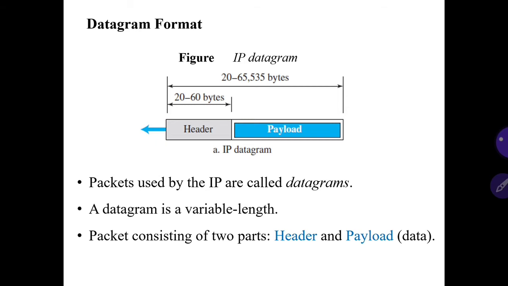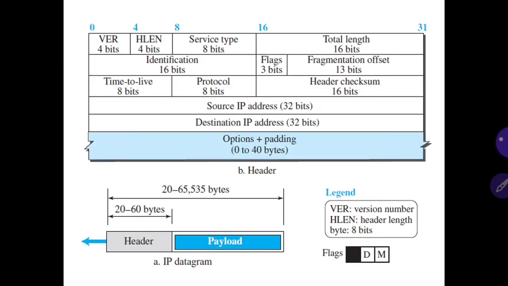Now come to the IP datagram format. It has a header and a payload. The header usually has the addresses and synchronization information. The payload is the user data. Packets used by IP are called datagrams. A datagram is a variable-length packet consisting of two parts: a header part and a data part, the user data.